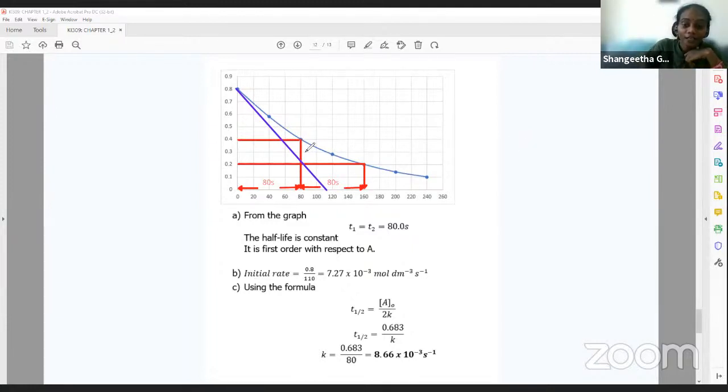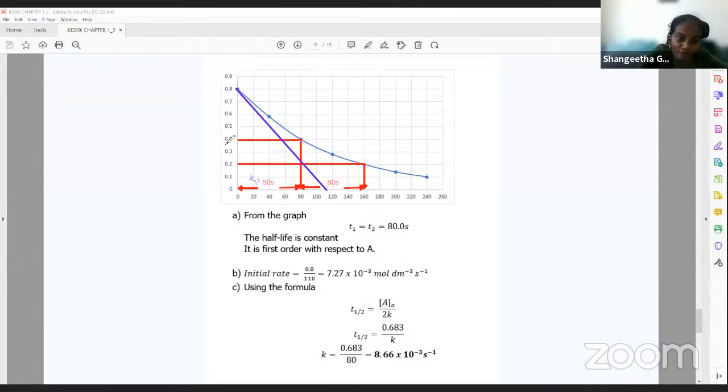For now, let's look at this. From the graph, now that you already plot the graph, you will get this line. From the graph, you know that your initial concentration is 0.8. So 0.8 dropping to half is 0.8 divided by 2, which is 0.4. From 0.4, you draw a straight line to touch the graph, and then you go down and read your first T1. You get your first T1 is 80 seconds.